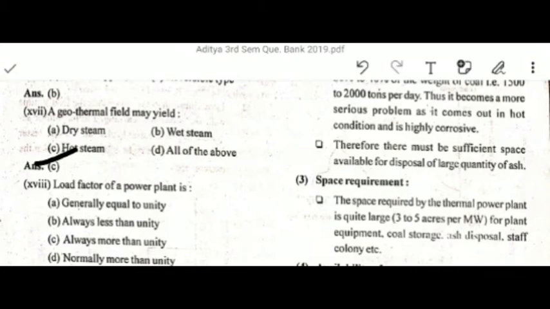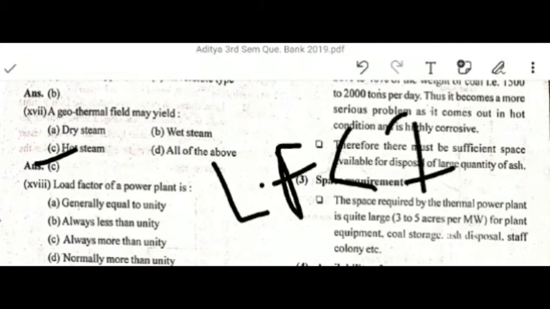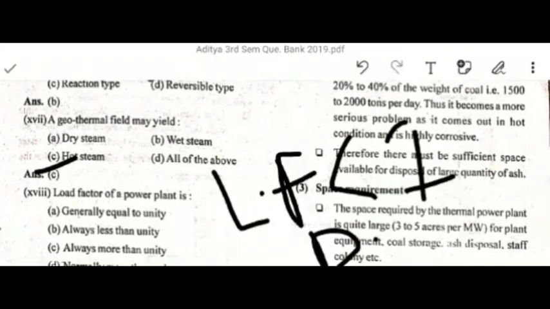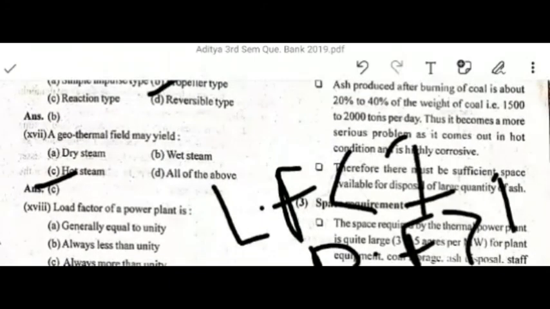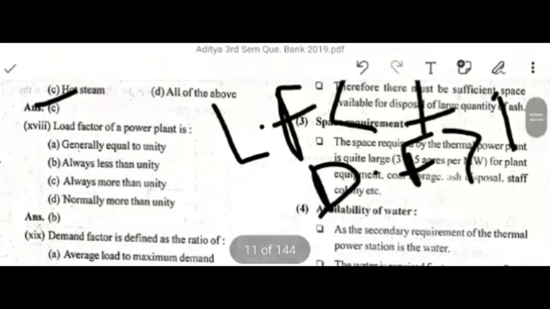In the 18th question: the load factor of a power plant is. You should know that load factor is always less than unity and diversity factor is always greater than unity. Load factor is always less than 1 and diversity factor is always greater than 1. So here the question is asking about load factor, so option B will be the correct answer.